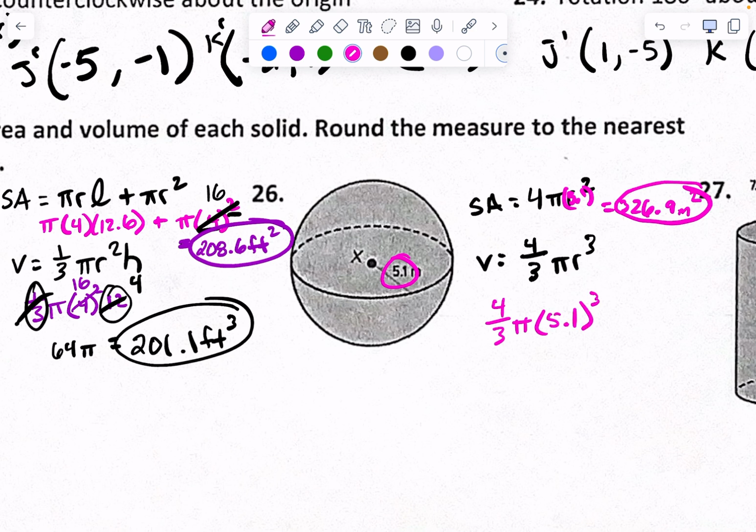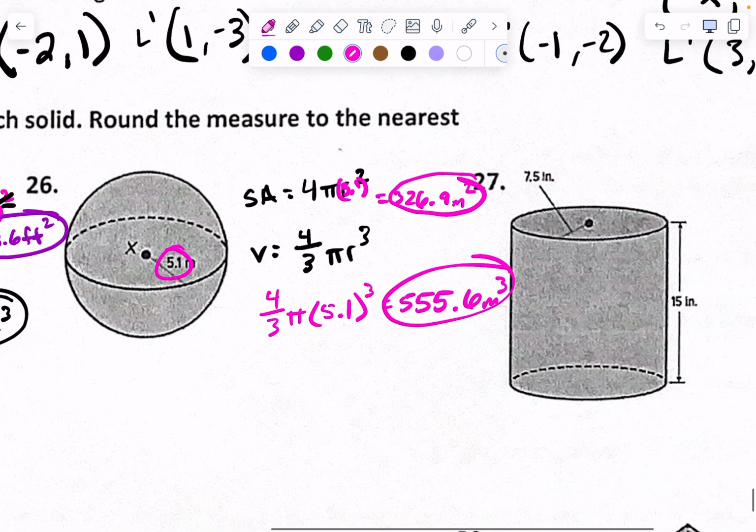How do you do 4/3 in your calculator? You put in the fraction, I do 4 divided by 3, or you can do whatever you want. Yeah, sure. I'm going to do 5.1 to the 3rd power times pi times 4 divided by 3. I got 555.6. Is that true? Yes. Perfect. Meters cubed. There you go.